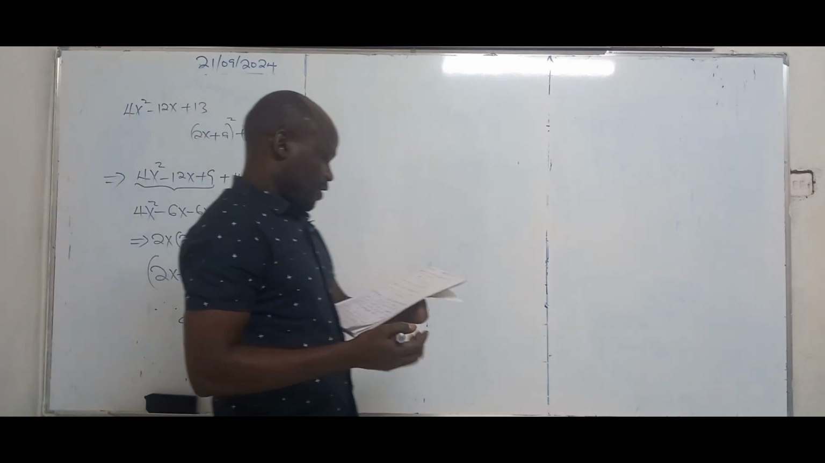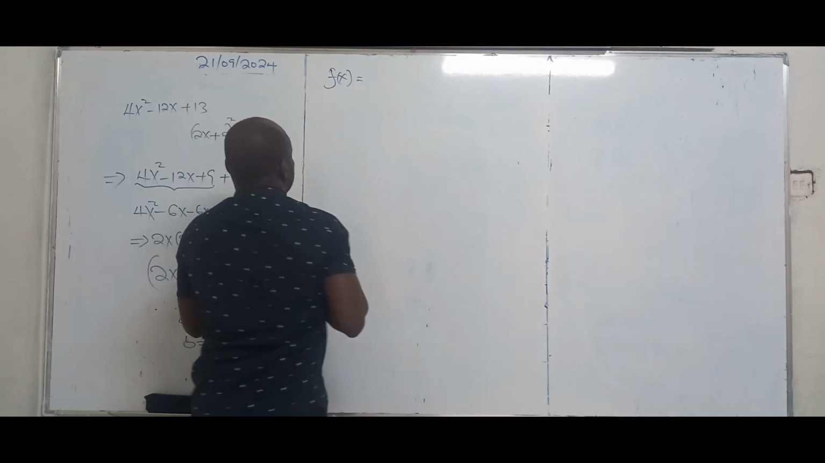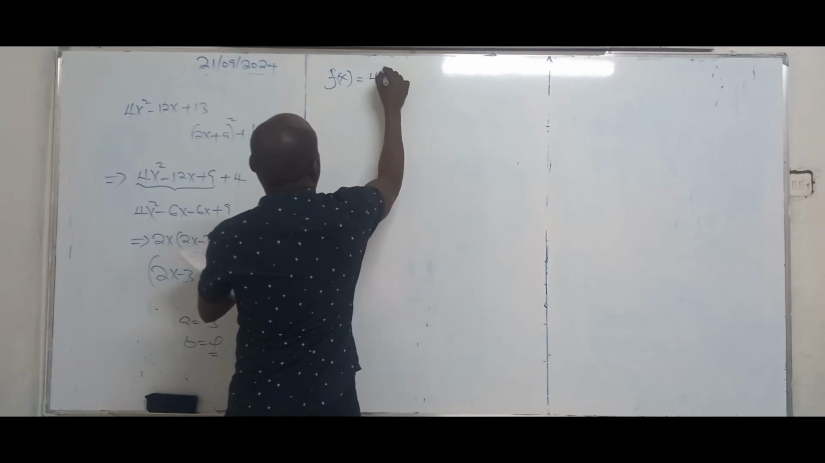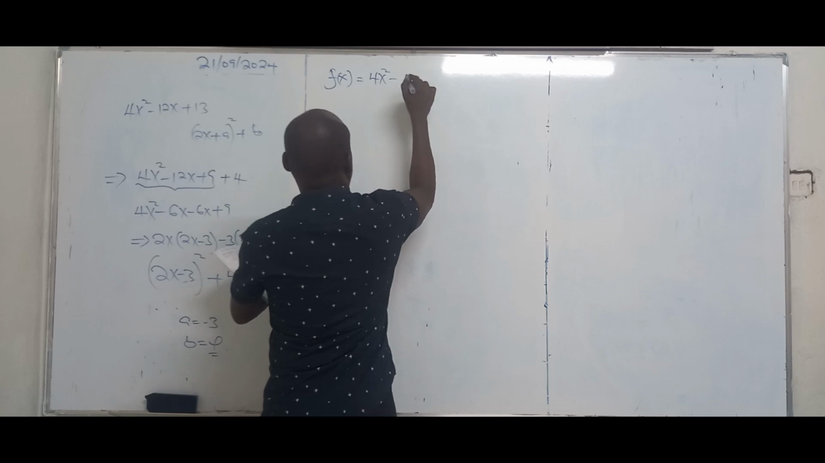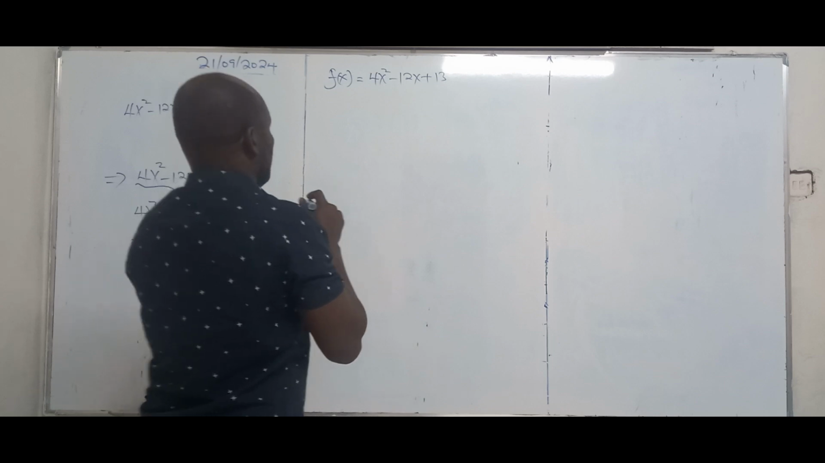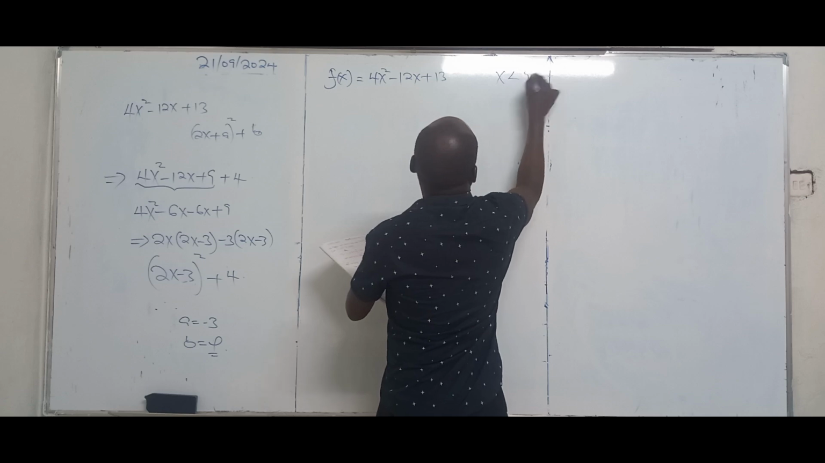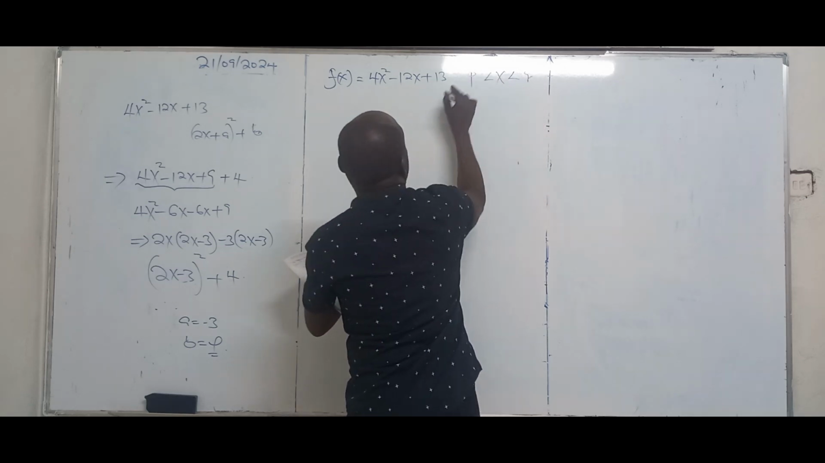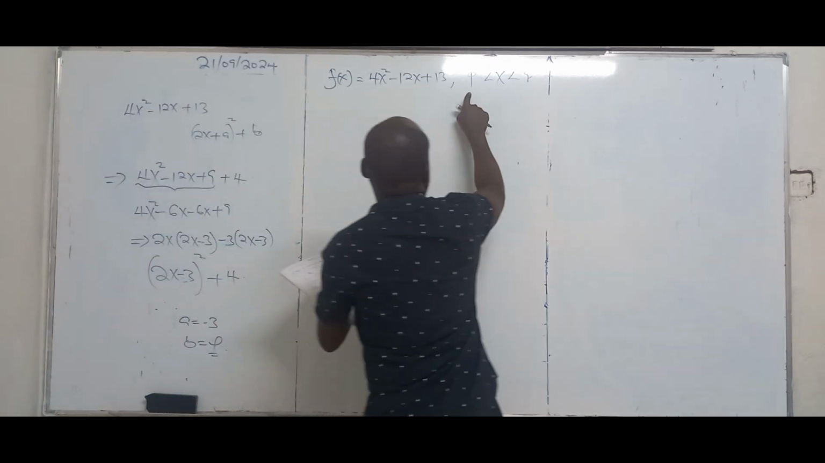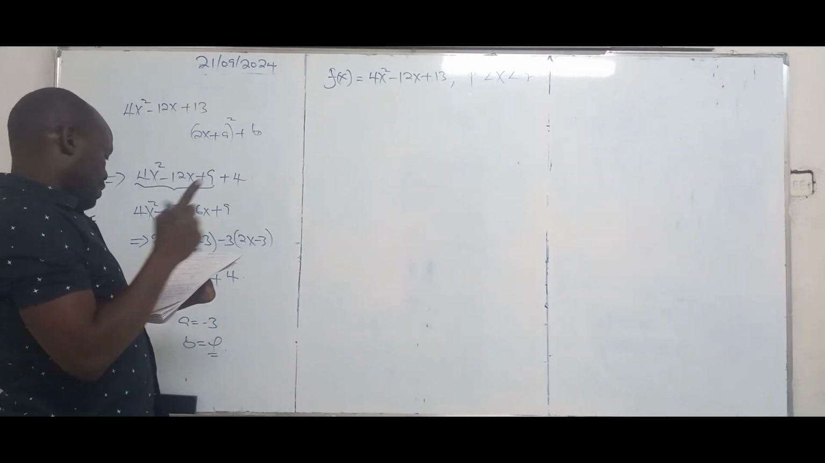The function f is defined by f of x is equal to 4x squared minus 12x plus 13 for x lying between p and q. Those are the limits, the lower limit and the upper limit of x, where p and q are constants.